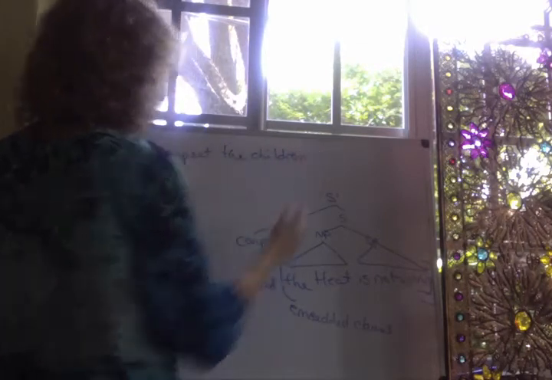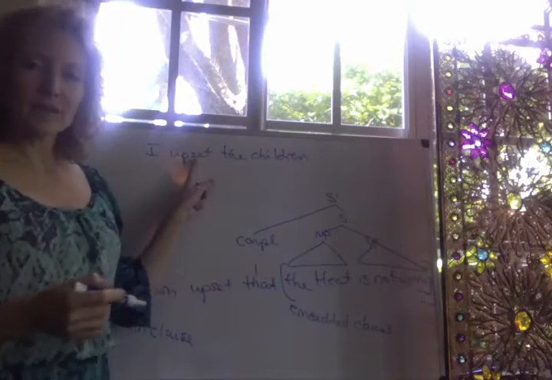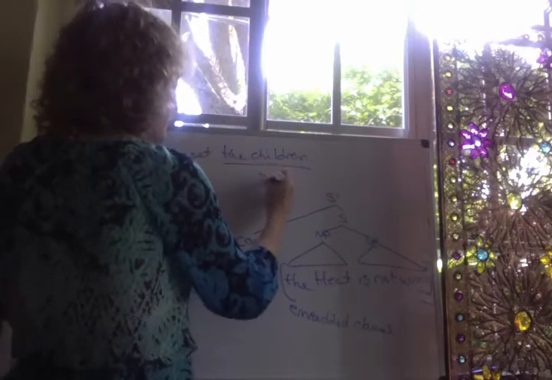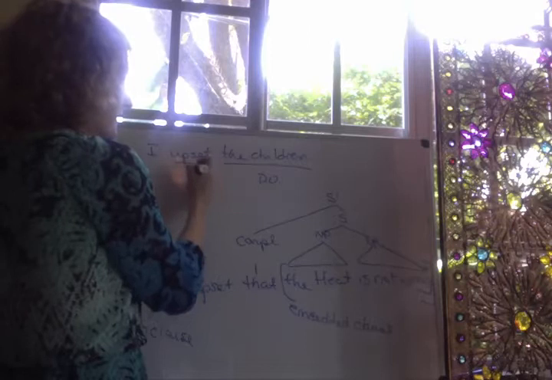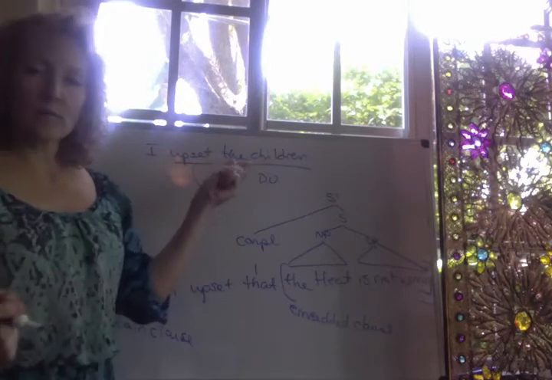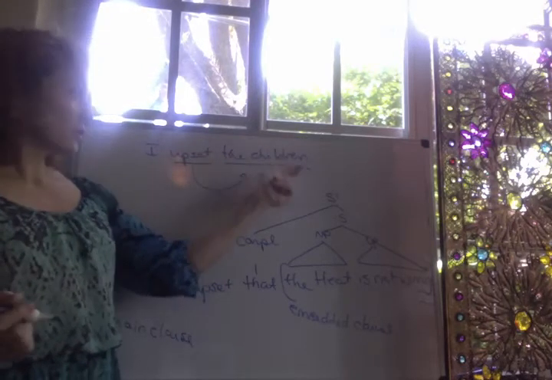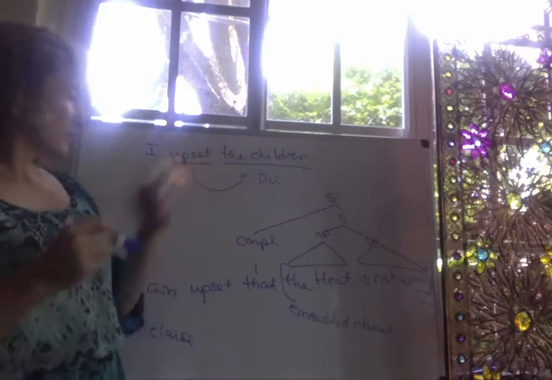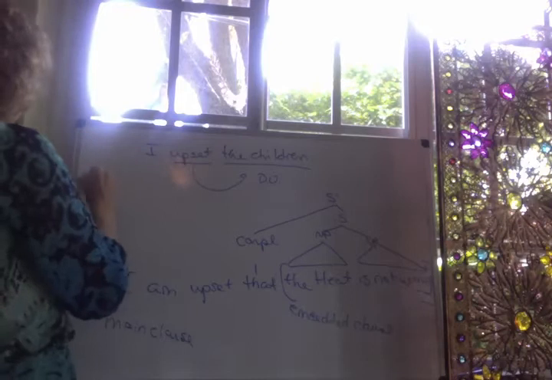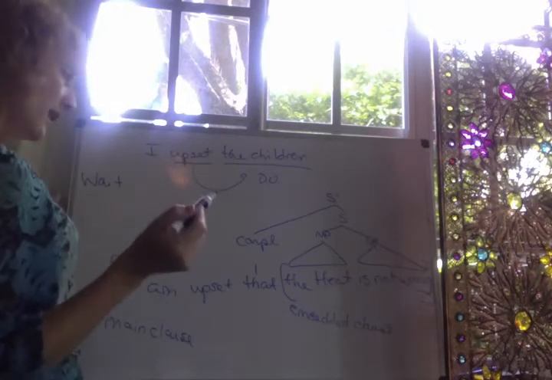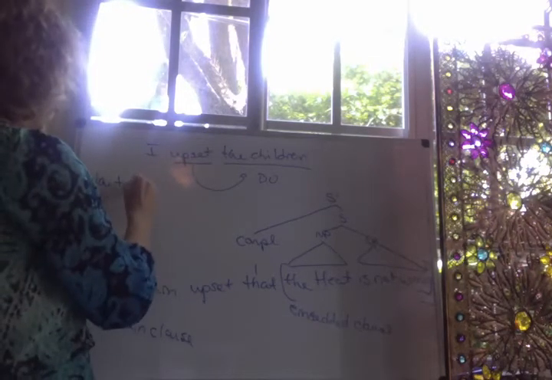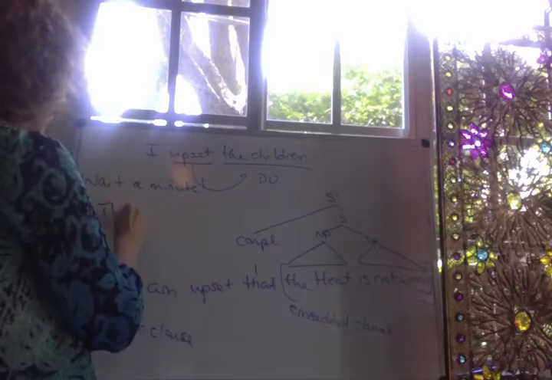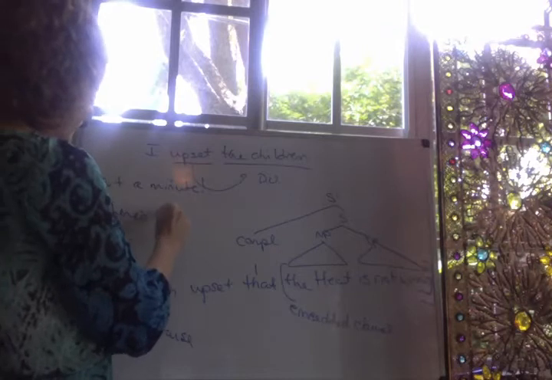In this example, what is the role of upset? The role of upset is as a verb because the children is the direct object and upset is the main verb taking this direct object. So who is upset? The children are upset. So the idea is that, for example, if somebody said to you, I'm upset that the heat is not winning, somebody else might say, wait a minute, there's going to be an upset.